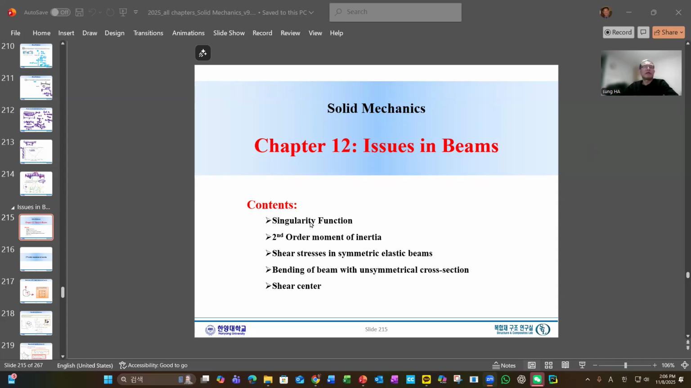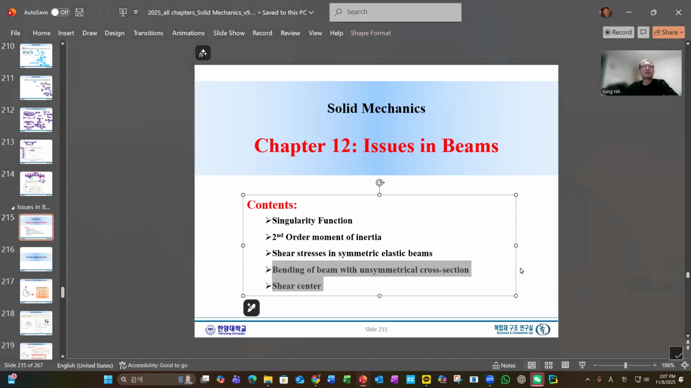There are several. The singularity function, second order moment of inertia and shear stress, bending of beam with unsymmetric cross section, and shear center. Some of them, for example these two topics, won't be covered, but I think the most important issue we need to study is the second order moment of inertia and also shear stress in symmetric elastic beam.